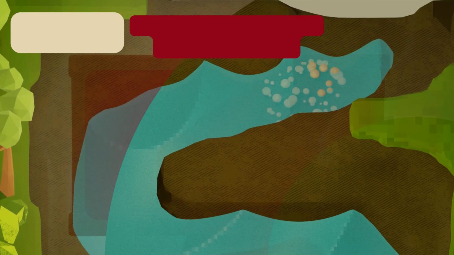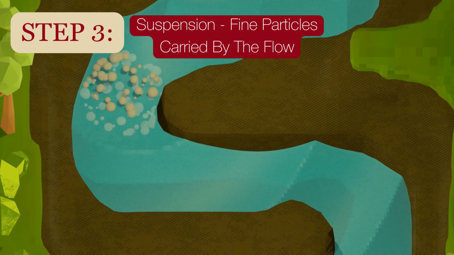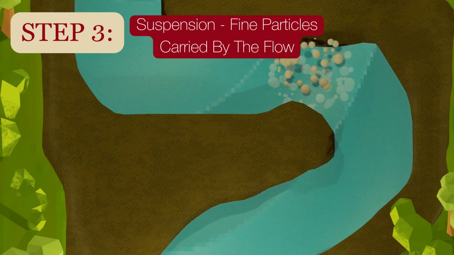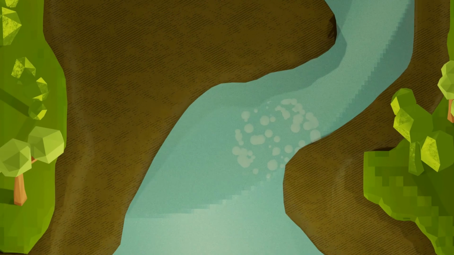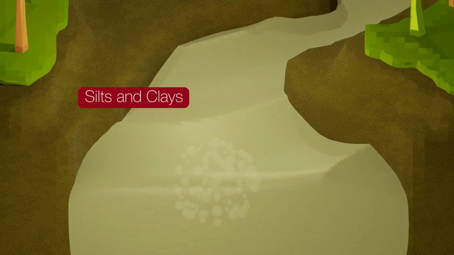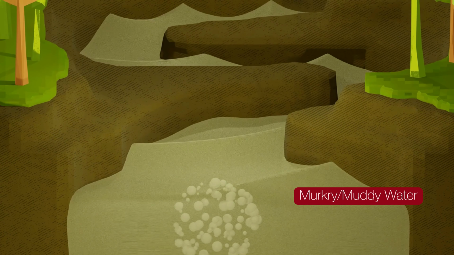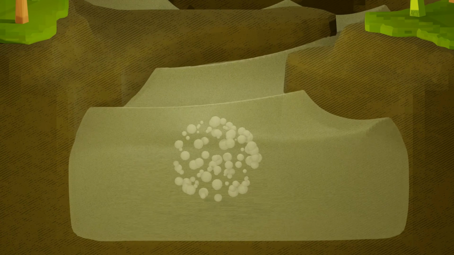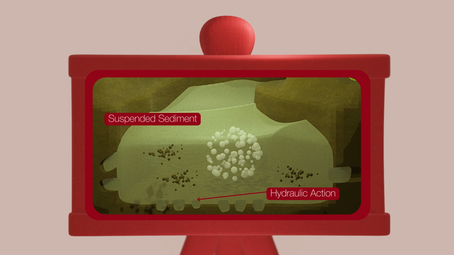For suspension to occur, enough energy is needed to lift and carry fine, light material such as silts and clays. These particles are suspended within the water, giving it a murky or muddy-like appearance. Suspension is especially common in the middle and lower courses of a river. These suspended sediments can be travelled over long distances, even all the way to the river mouth.